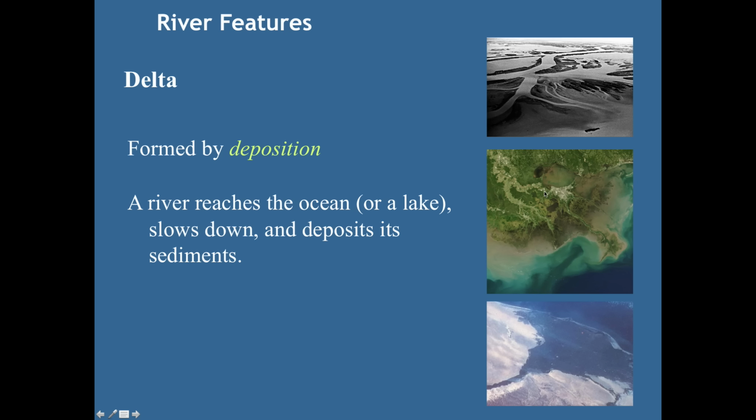So what happens is the river is going to reach the ocean. That'll slow it down, and when it slows down, it deposits its sediments. You learned during our sedimentary rocks unit that the big stuff will be deposited closer to shore, whereas the smaller grains head out farther into the water, as you can see here in this picture.